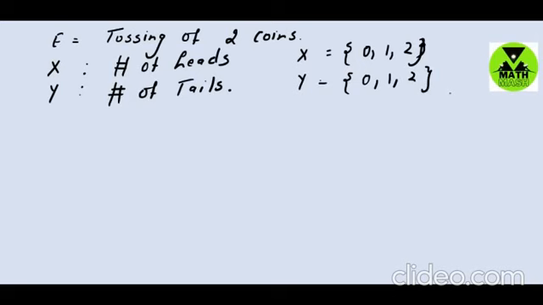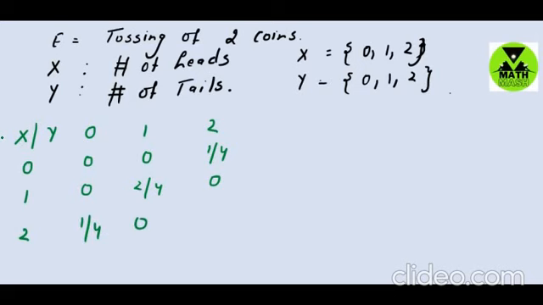So what is the joint probability mass function? Here we have x values 0, 1, 2, and y values 0, 1, 2. For (0, 0) it is 0, then 0, then 1 by 4; then 0, 2 by 4, 0; then 1 by 4, 0, 0. So this is the joint probability mass function. Now, what is f_X(x), the marginal density of x? For x, write f_X(x) here, and for y, write f_Y(y) here.